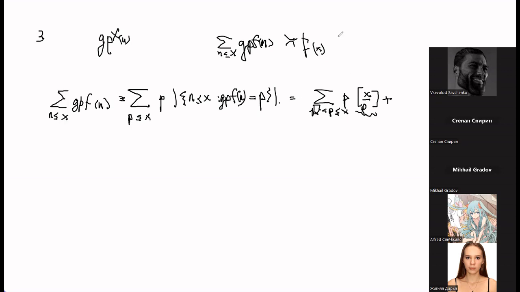Number of, and plus, let's write it like a residual term. We have the sum over primes less than square root of x of p multiplied by, I think x will be enough. Of course, there are no more than that, so just x, okay?